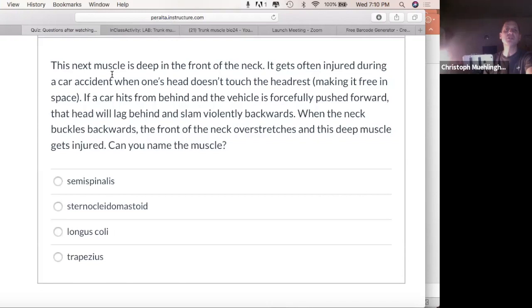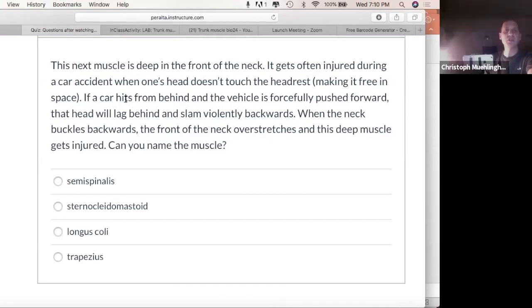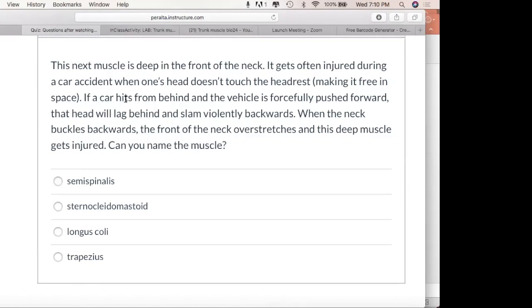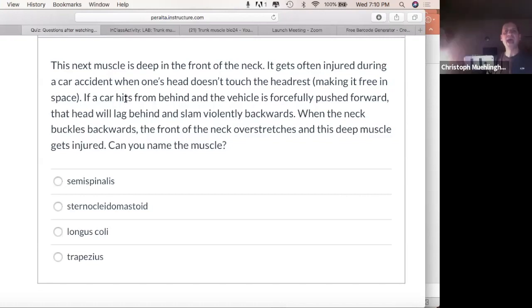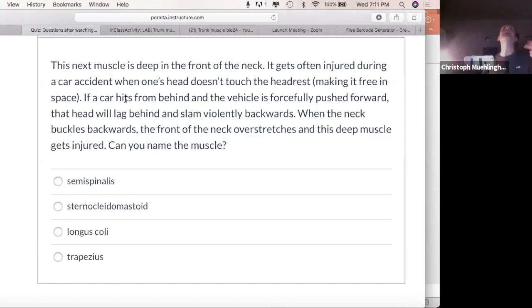The next muscle is deep in the front of the neck. It often gets injured during a car accident when one's head doesn't touch the headrest. This is important because this is what I learned when I did car accident seminars. If a car hits from behind and forces push forward, and your head is not touching the headrest when you drive, the head will have to move through space to the headrest, and that extends the head extra hard. Does that make sense?